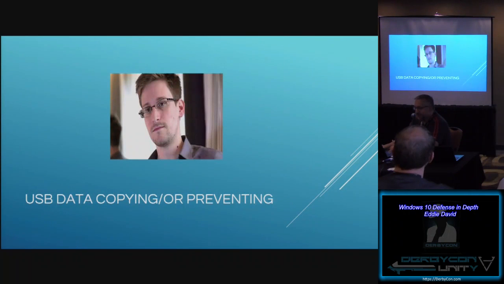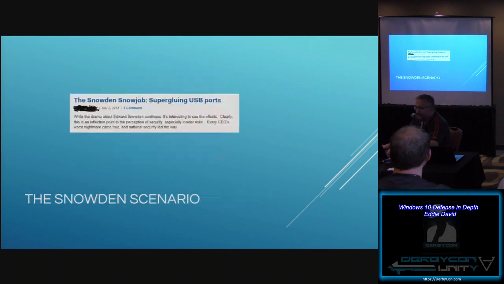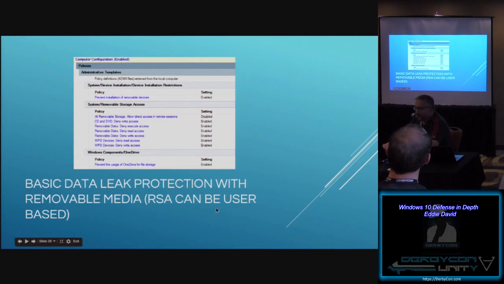I'm going to get into next how we can prevent USB data copying. And don't superglue USB ports. That's just not a good idea. So one of the things I'm doing with this policy is preventing installation of removable devices. That's going to be enabled. And then I'm going to go on down where I'm setting my removable storage access. You can do this by user or machine, depending on how you move stuff around in Active Directory. So I'm basically going to say, hey, I don't want people to have direct access with remote sessions such as RDP. And then I'm going to tell everything, deny read, write, and execute access for CDs, DVDs, removable disks, and WPD devices, such as if somebody uses a cell phone and attaches it.